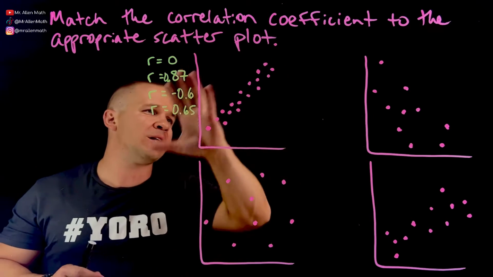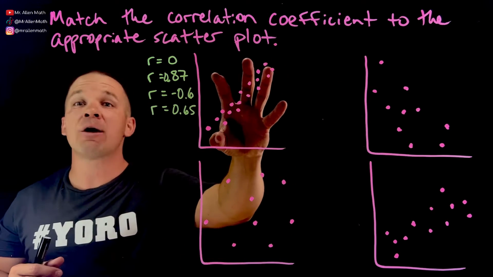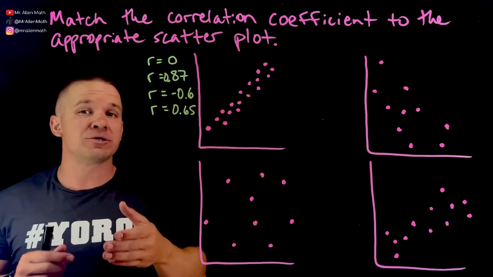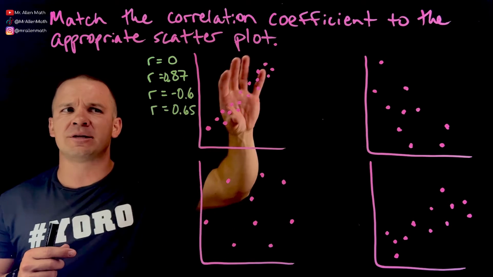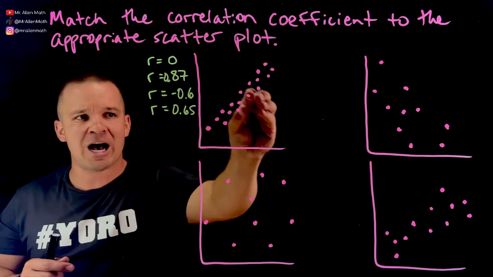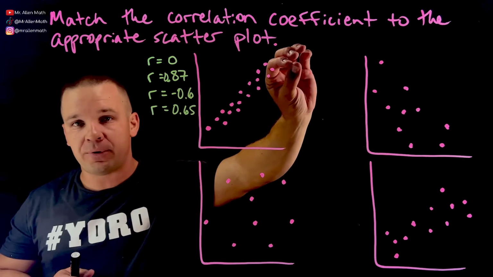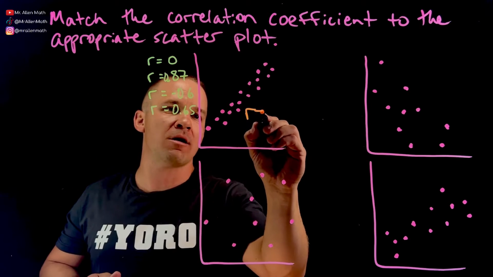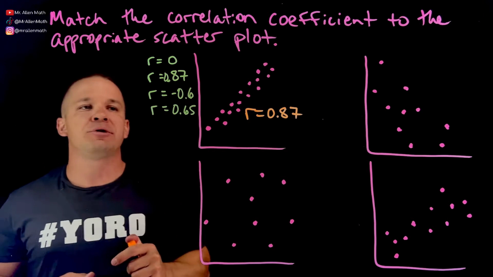So when I look at these here, the most tightly packed one that we have is this one right here. That's going to be our closest value to 1 or negative 1, depending on which way it's sloped. If these points were going down and packed this way, it'd be close to negative 1. Since these are going up, it's going to be close to positive 1. That's going to be our 0.87 right there. So R equals 0.87 would be our best pick for that particular one.